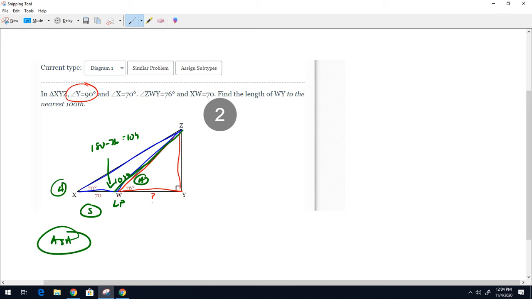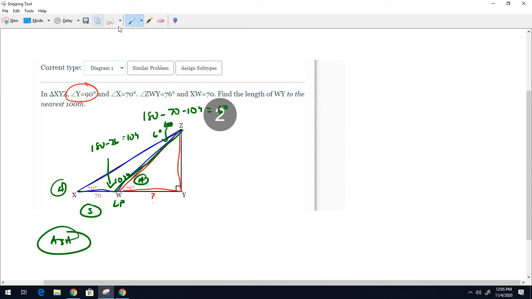Okay. Now, right now, I don't have an angle opposite side pair, right? This 70 side length is opposite of this angle Z at the top. But I can find that angle, right? Now that I know this is 104, I can take 180 minus 70 minus 104. That's going to be 180 minus 174. That's 6 degrees. This angle right there is 6 degrees.